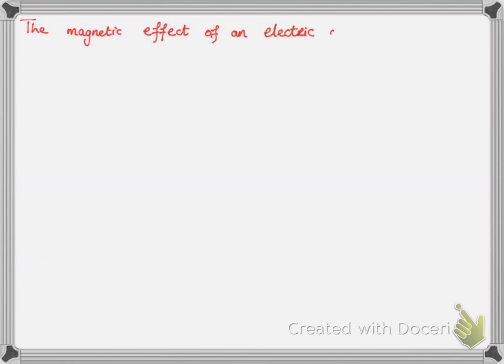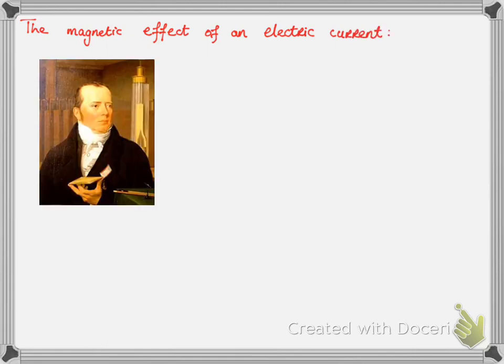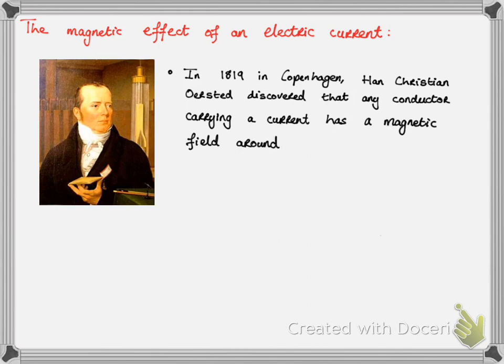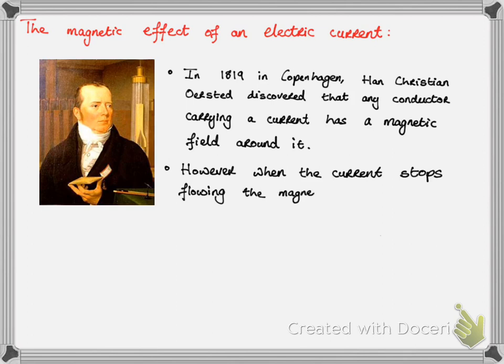So the next thing that we will discuss is the magnetic effect of an electrical current. We have to go back to 1819 in Copenhagen, where Hans Christian Ørsted discovered that any conductor carrying a current has a magnetic field around it. However, he also noticed that when the current stops flowing through the conductor, the magnetic field disappears.